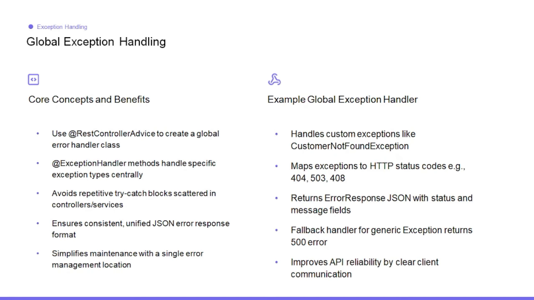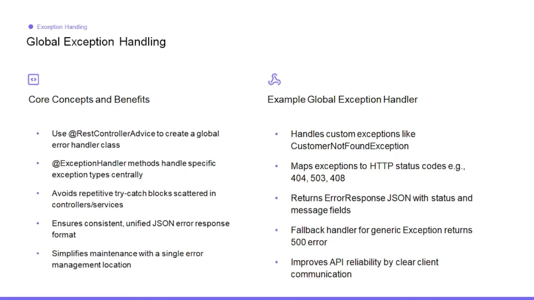Global exception handling uses, as I told, RestControllerAdvice to create the global error. Exception handling methods handle specific exceptions. Avoid repetitive try catch. Typically how we do exception handling: you write your business logic, you say try catch, customer not found, and other exceptions if there are, like illegal argument exceptions, runtime exceptions, general exceptions. So all this means your exception handling is tightly coupled. But using this global exception concept, that can be easily avoided, which I will show with an example.